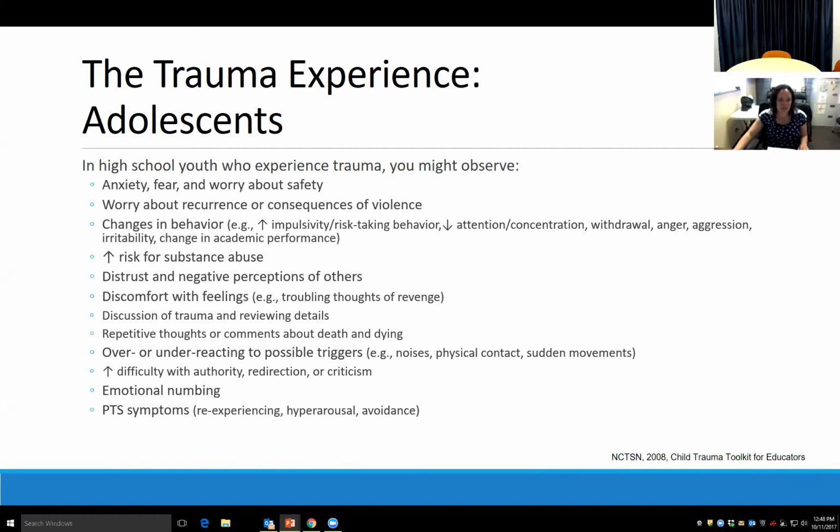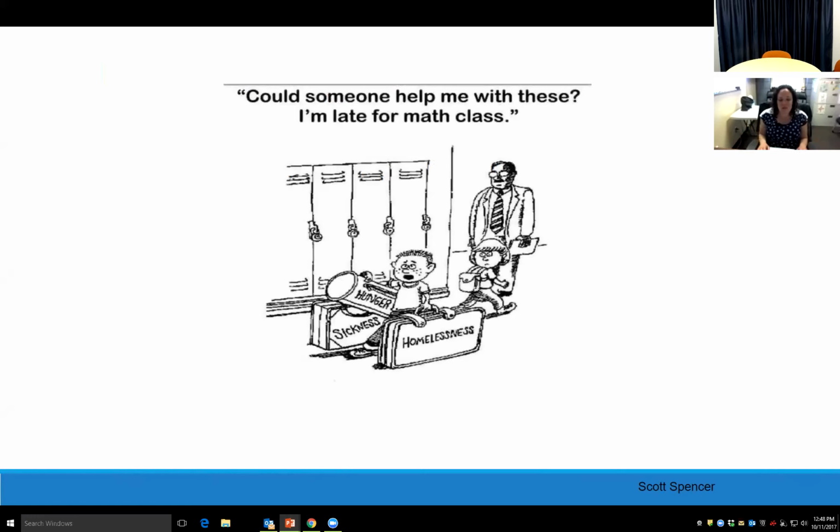So I want to spend some time actually focusing on school because our youth spend a significant portion of their time in the school setting. So inevitably, when someone experiences trauma and is struggling to cope with that, it's going to impact their school performance and just their functioning in school overall.